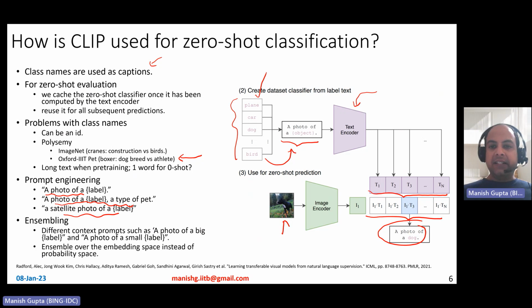Okay. In fact, another way of doing it is to do ensembles. You can actually use multiple zero-shot CLIP models by using different context prompts, such as a photo of a big class label or a photo of a small class label, right? And then you can come up with predictions and do majority voting. Now, this majority voting can be done either on the probability side or on the embedding side itself. To make it more efficient, it's better to do this ensembling in the embedding space rather than in the probability space on the logits, right?